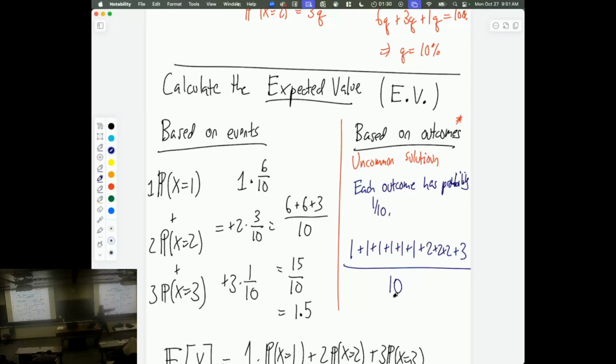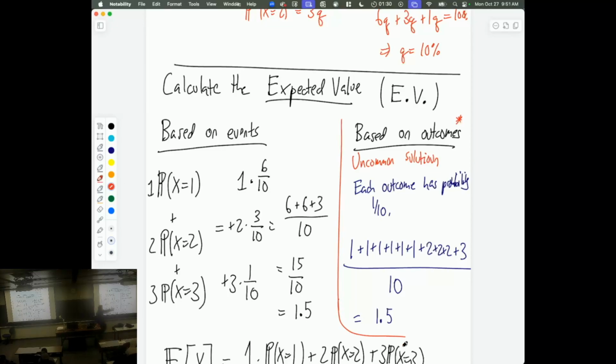And if you look carefully, this is exactly the same as the calculation we did over here. So the law of the unconscious statistician says just group all these together into one event and say it has chance 6 out of 10. Here we're adding them up individually. Sometimes that is more useful. It should work out to the same number, 1.5, because it's exactly the same math. Just 2 different ways of thinking about it.